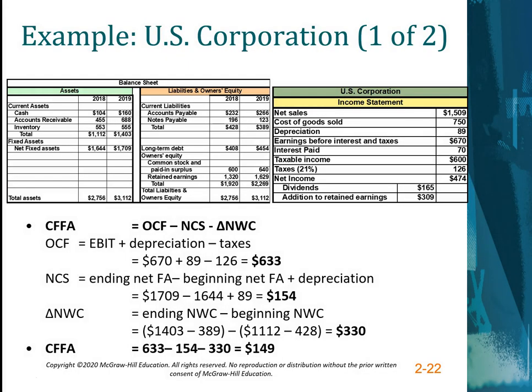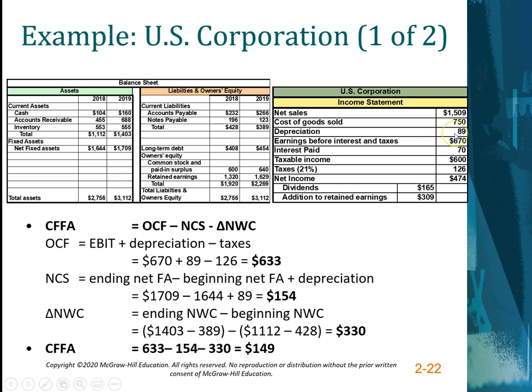Okay, so an example of a U.S. corporation. The first number we're looking at is operating cash flow. And operating cash flow is going to start with earnings before interest and taxes, the 670.